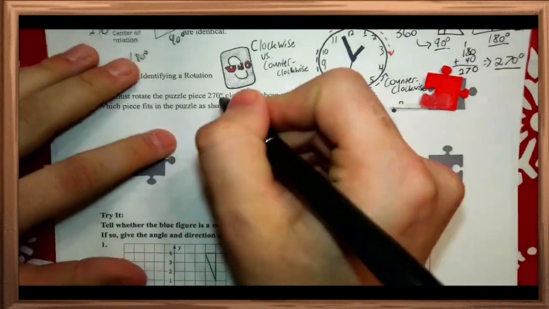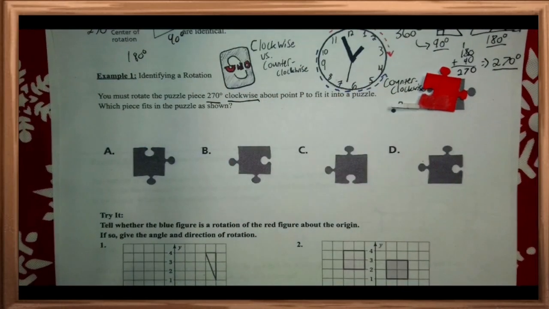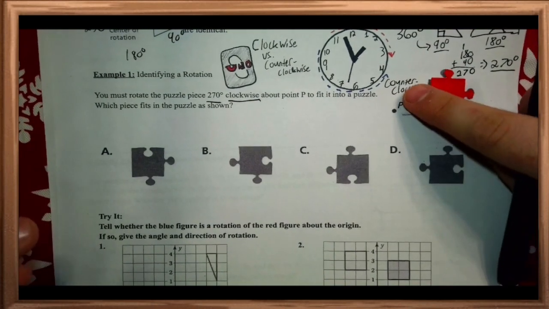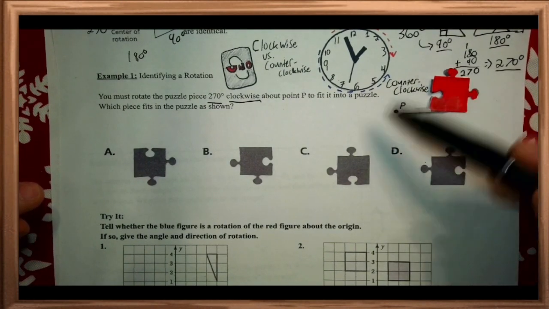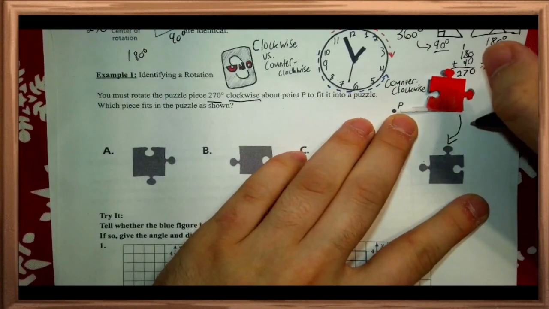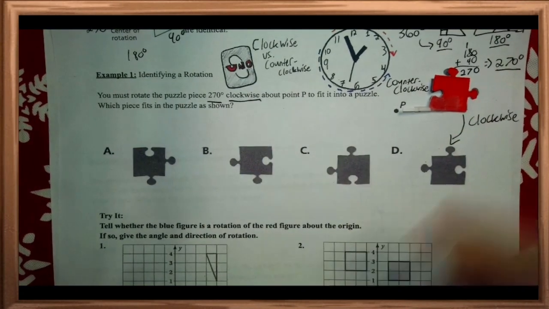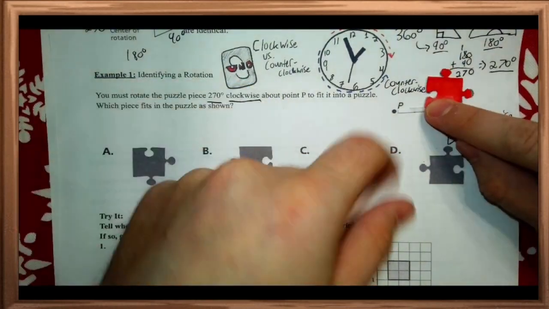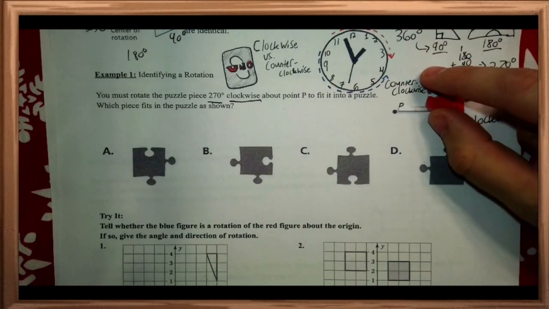I'm going to underline those important things: 270 degrees and clockwise. So, which way will the puzzle piece turn? Is it going to go right, or is it going to go left? Well, it's going to go right, because it's clockwise. And now, how many times am I going to rotate it? Well, 90 degrees is a quarter, so 180 degrees is half, 270 degrees is 3 times. I'm going to rotate it around 3 times.